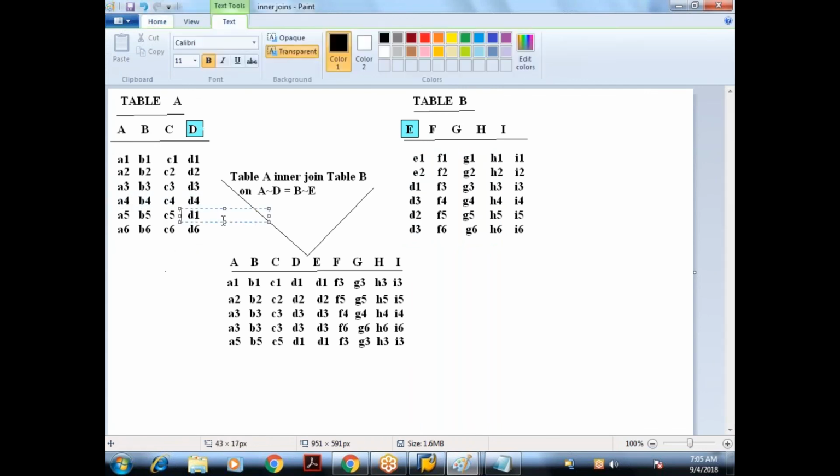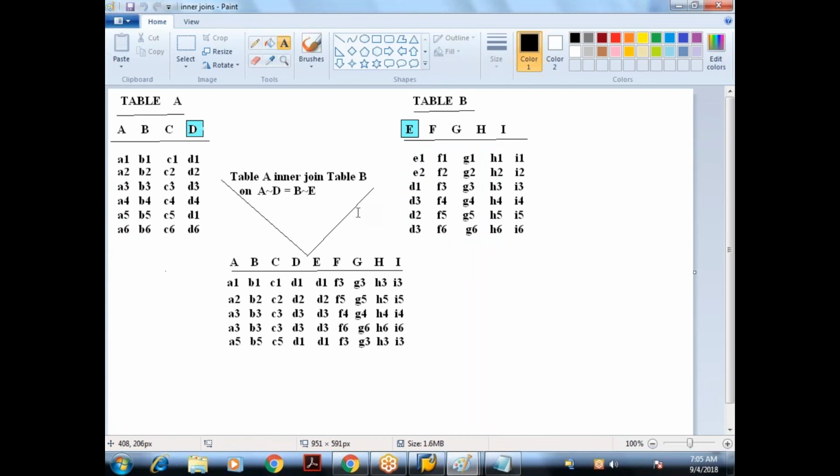Then again D1. Do we have D1 here? Yes, this row is matching. It will pick up that row. A5, B5, C5, D1, and D1, F3, G3, H3, I3. Then again D6. Do we have any matching row here? No. Since there is no matching row in the right hand side, the left hand side row also will not be considered for retrieval.